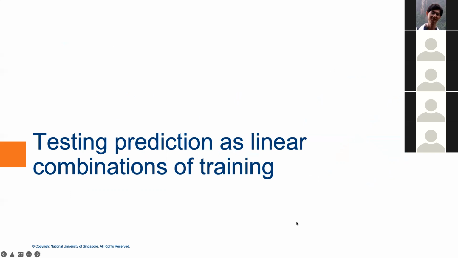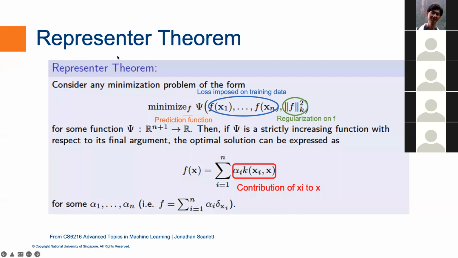Let me illustrate the second type of research, which is based on the theorem called the representer theorem. Let me introduce the theorem first. Consider any minimization problem of this form, where we try to minimize f. f is a prediction function, which in our case is our neural network. And we have some loss imposed on the training data from x1 to xn. We also have some regularization term on f. This regularization term is necessary for the representer theorem to hold, so it cannot be dropped.